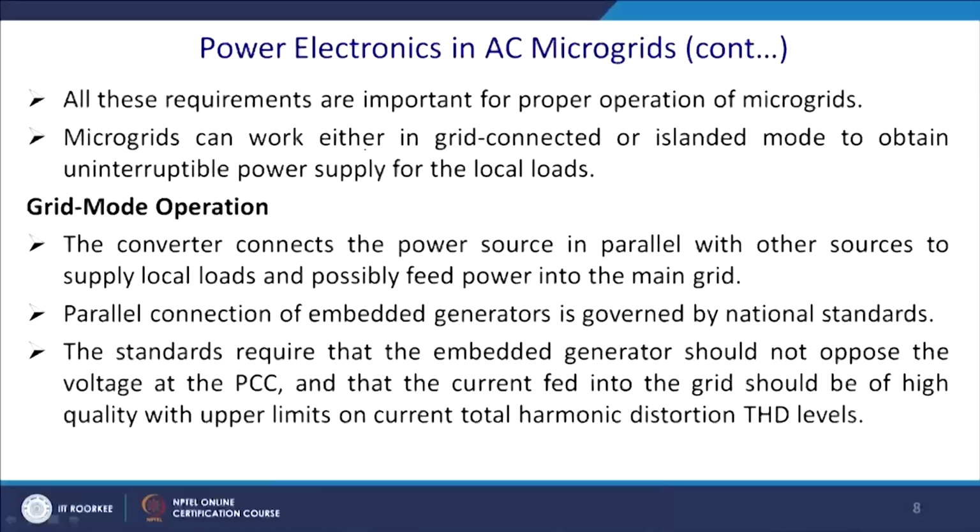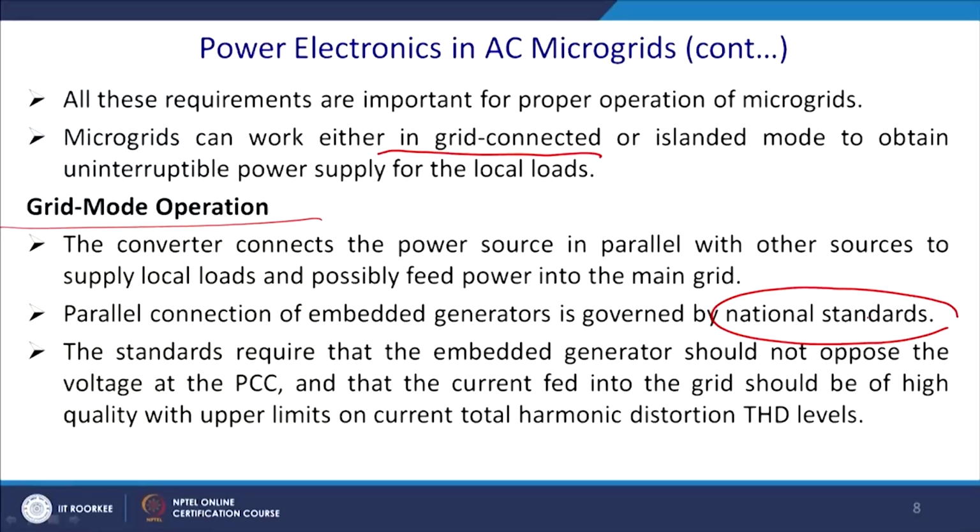A microgrid can work either in grid connected or islanding mode to obtain uninterruptible power supply for the local loads. In grid mode of operation, the converter connects the power source in parallel with the other sources to supply the local load and possibly feed power into the main grid when there is a power surplus. Then we say that it is the grid mode of operation. Parallel connection of an embedded generator is governed by the national standard, that is the grid code of a particular country. India has its own grid code.